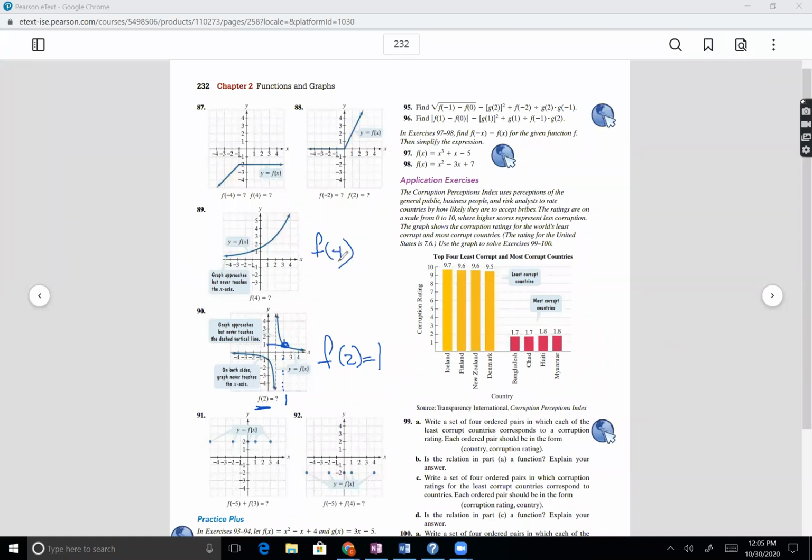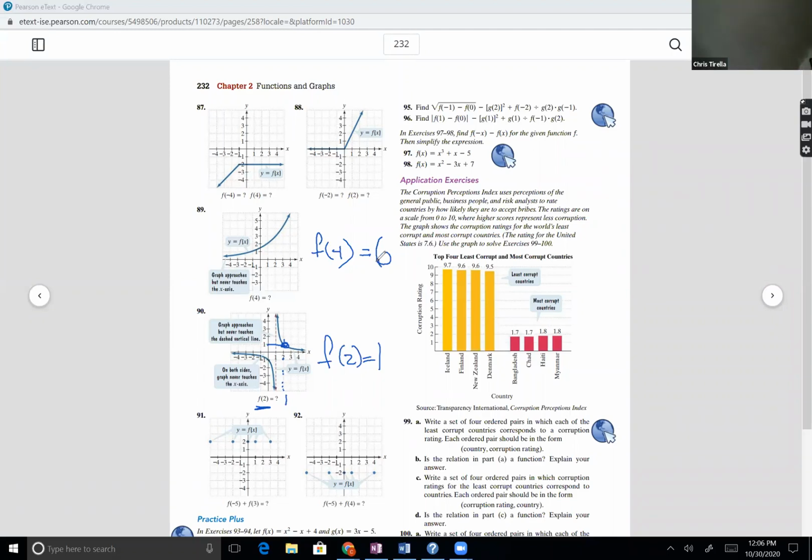When they ask me to find f of 4, they're saying when x is 4 on my graph, what's my y value? And does everybody see here, f of 4 would be 6. Everybody all right with that? Yeah, I get it. Okay, great.